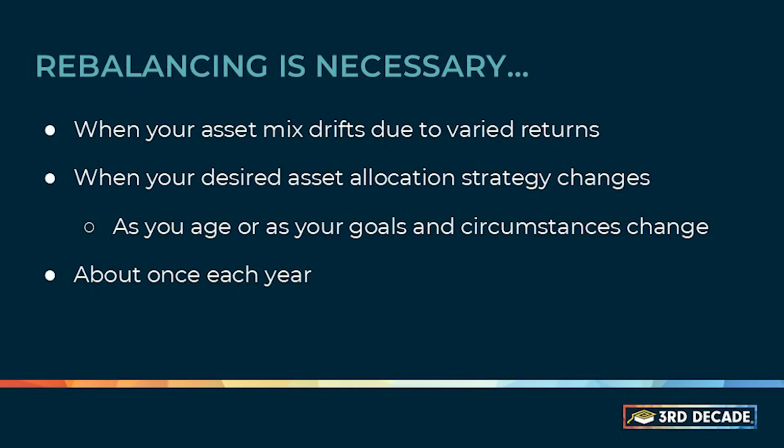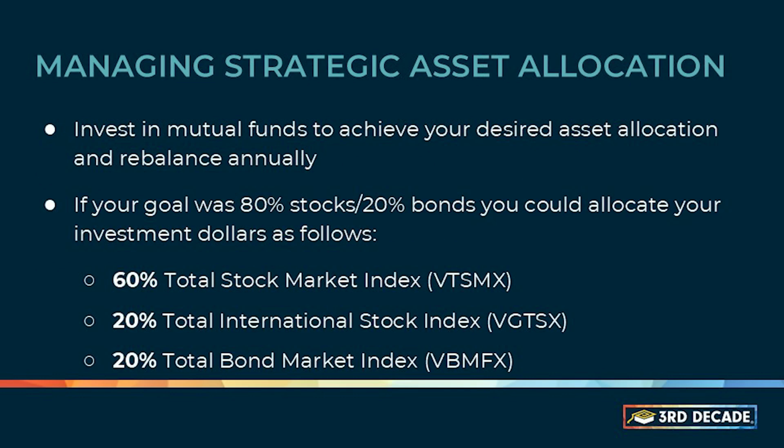Now let's consider practical ways for you to implement an asset allocation strategy and use rebalancing to maintain that strategy, and when you're ready, move to a different strategy. One approach is to invest in a variety of mutual funds to achieve your desired asset allocation. So if, for example, you have determined that your portfolio should be 80% stocks and 20% bonds, you could divide your investment dollars into the 3 mutual funds listed here in these ratios.